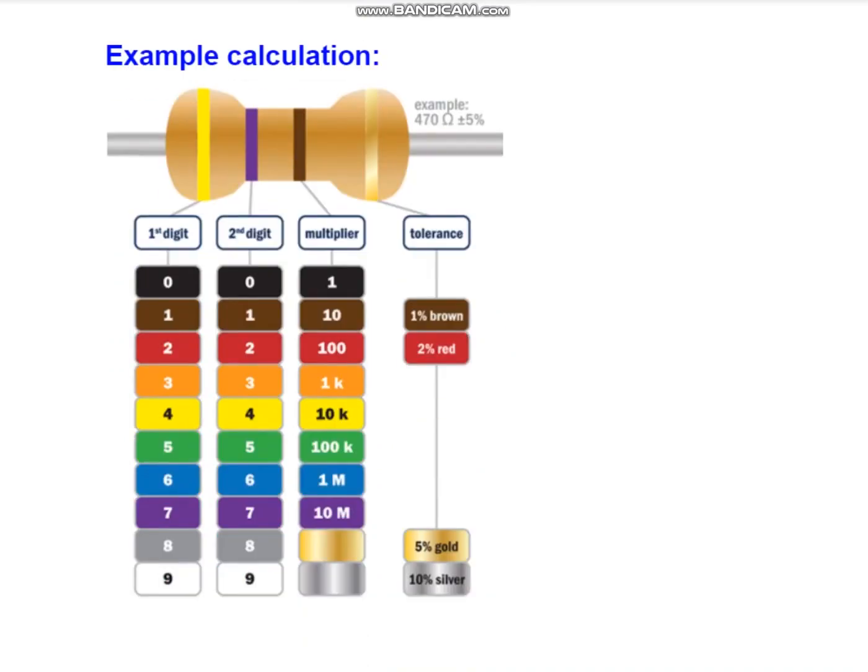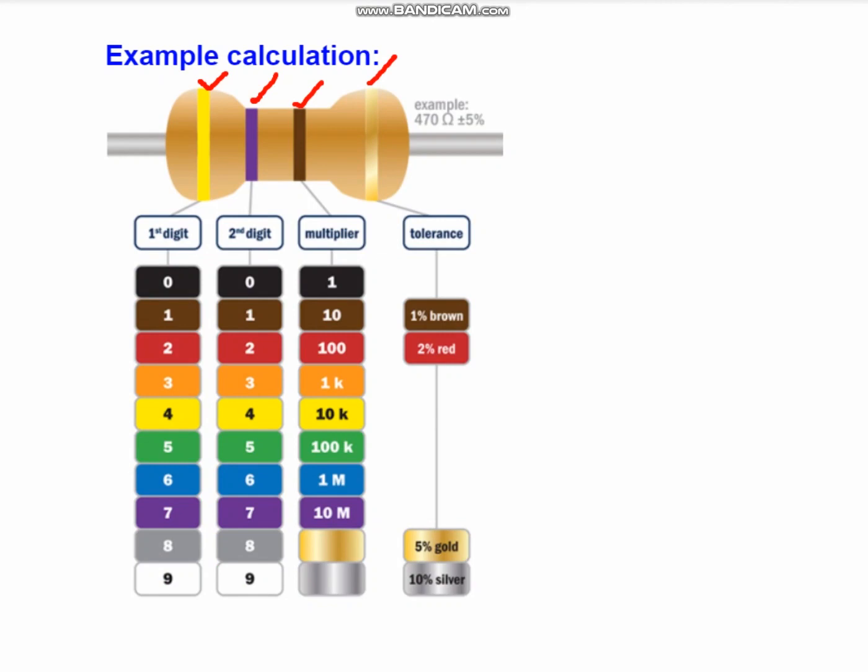So, example calculation. I have given one example for a calculation here. In this example, you can see a resistance with four color bands: yellow at first position, violet at second position, brown at third position, and gold at fourth position.